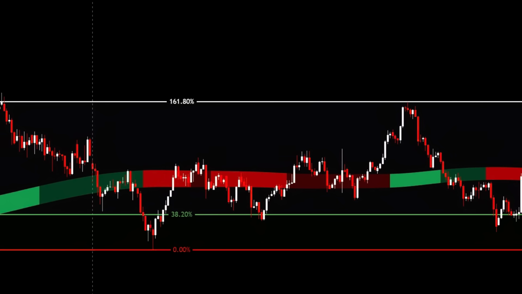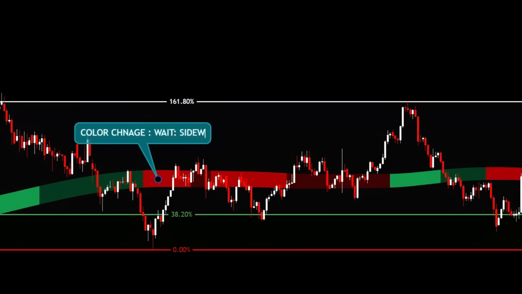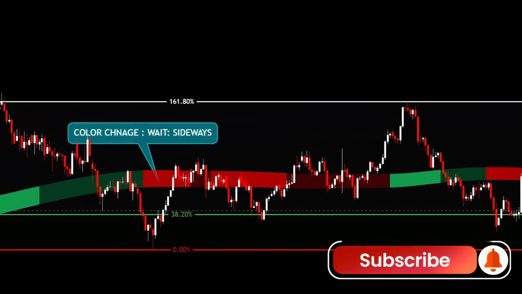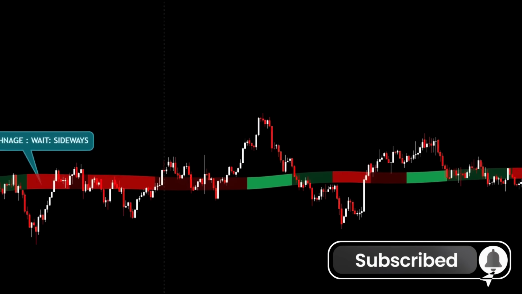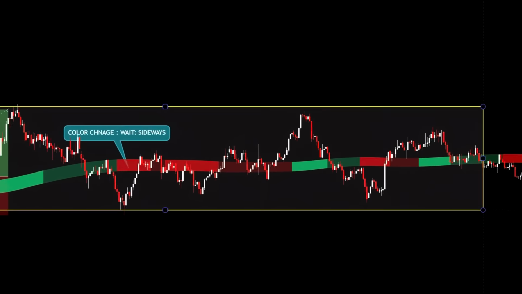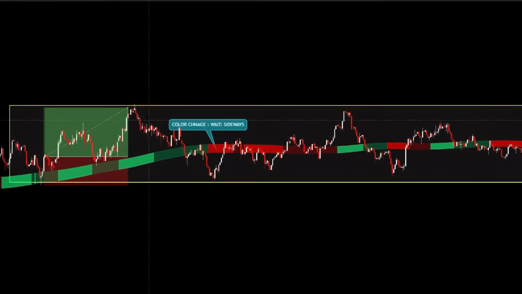Now this chart's totally different. This is choppy, sideways, annoying price action. Look at the market bias line, just flickering back and forth between colors. Whenever you see that, that's your cue to just step back and wait, because there's no real trend to trade yet. Same messy conditions here.